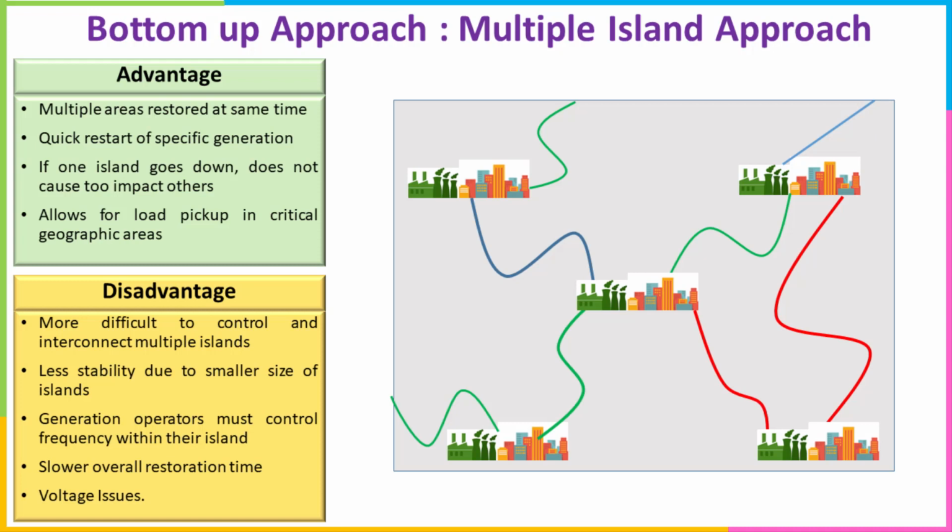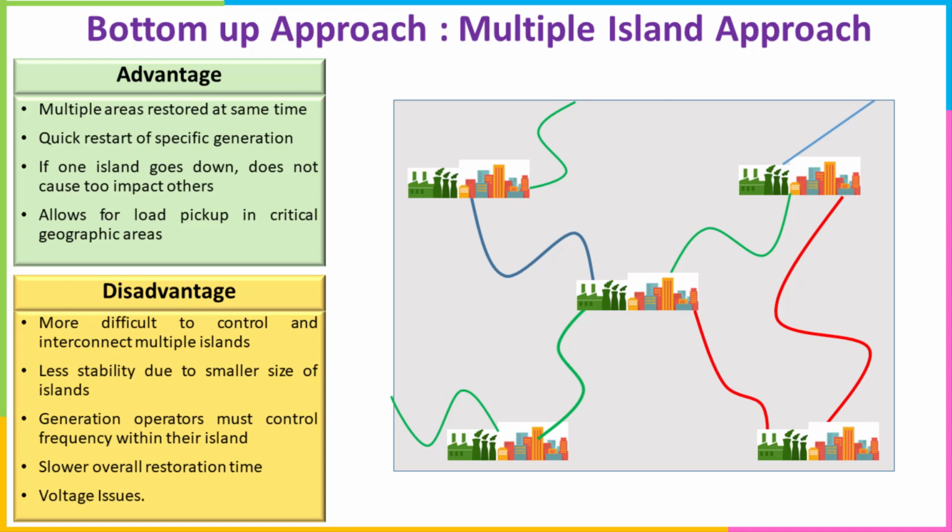You are able to quickly pick up a smaller area, load generation balance; you create a smaller island. Then if one island fails, a quick restart of the specific generation, and nearby generation can also be quickly provided the supply. And even if one island goes out, you have other islands in service through which this island can be brought back in a faster manner. And it allows for load pickup in critical geographic areas. It means, let us say you have a very significant amount of load and it is very important load, a capital city is there. So in that case, it helps in critical load pickup in the critical geographic area.